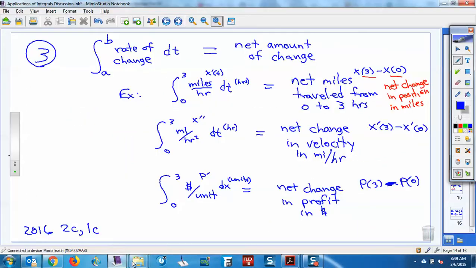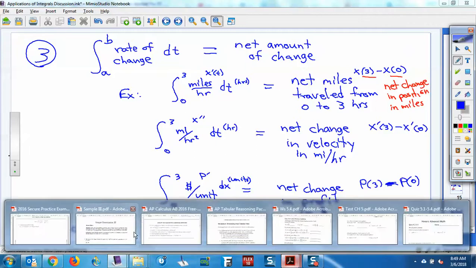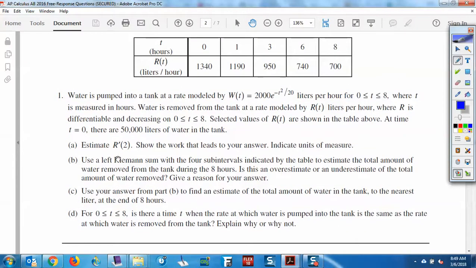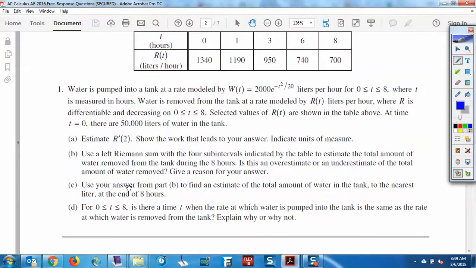Now, what was the other one I said here? 1c. Let's go to 1c. So look how often the definite integral is showing up here. Now we got a table. Okay? 1c. Use your answer from part B. Oh, we had to do a Riemann sum here. Okay, did we do that already? Oh, we did it, but I didn't have this packet hammered out yet. Okay, we can do this pretty quick.